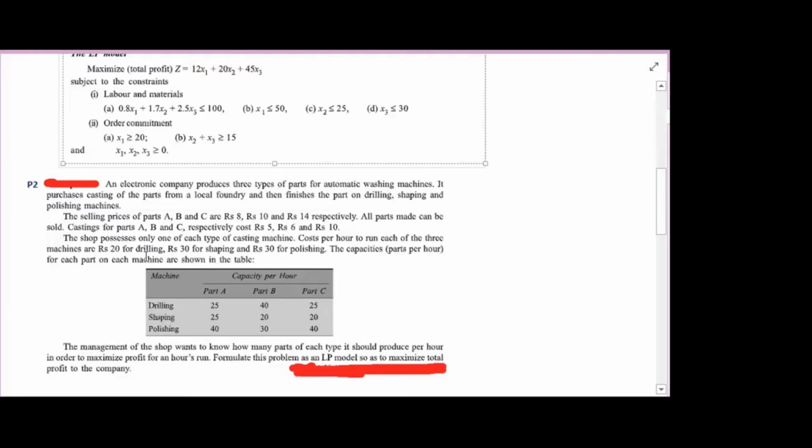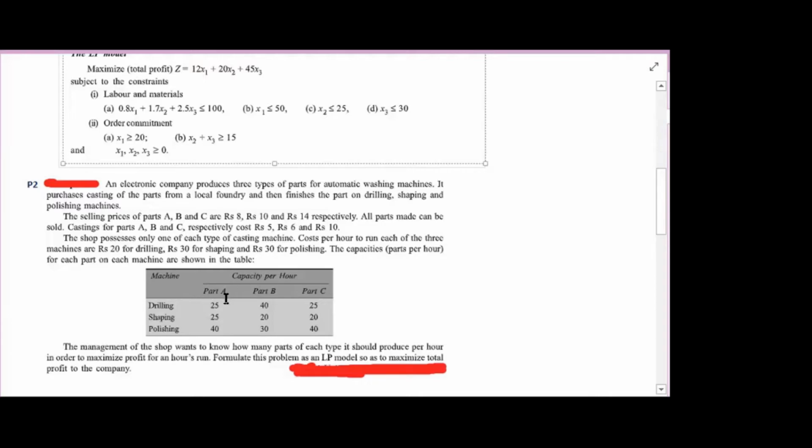The cost per hour to run each of the three machines are rupees 20 for drilling, rupees 30 for shaping, and rupees 30 for polishing. The capacity, means parts per hour, for each part on each machine are shown in the table.